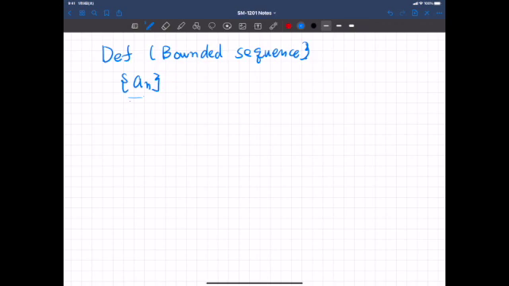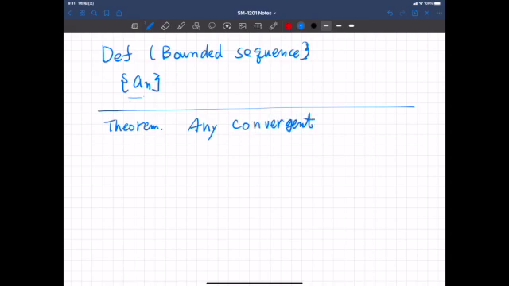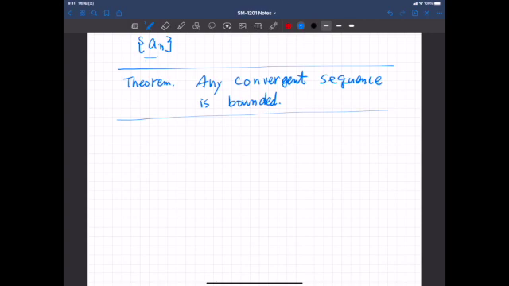And that's it. Now let us prove a little theorem. Any convergent sequence is bounded. Okay, so let's prove this.